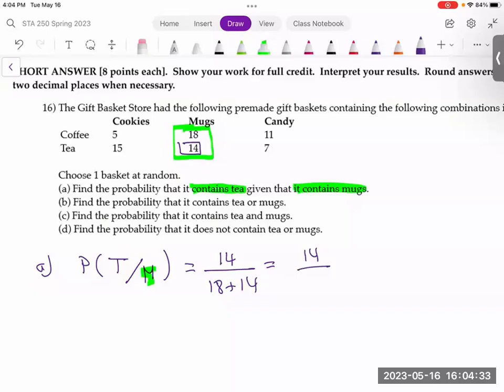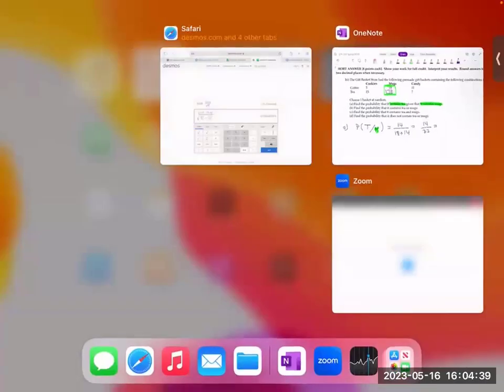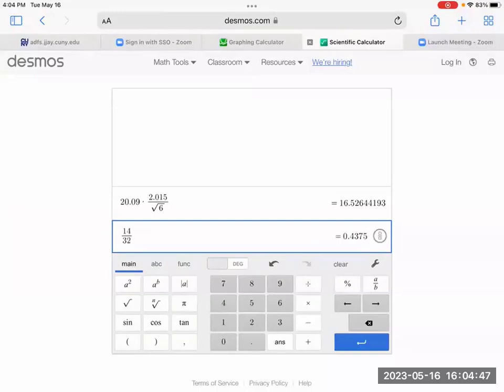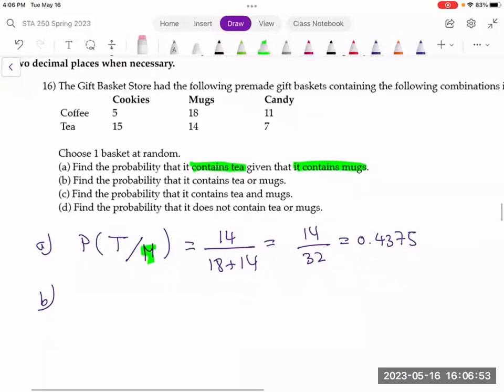So 32 here, 14 over 32, but you need to reduce it. So 14 divided by 32, that's 0.4375. So I want to figure out what the probability of containing T or marks is. And here the keyword is or. All right, so whenever I write it down here, T or marks is union.